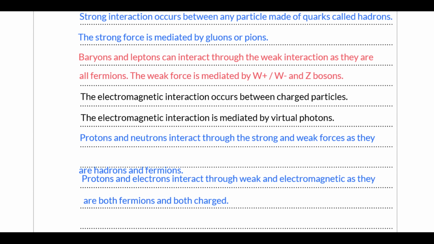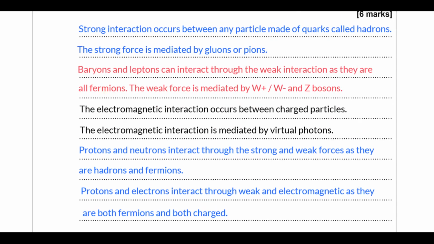So the examples I've gone with, protons and neutrons interact through strong and weak as they are both hadrons and both fermions. Protons and electrons interact through both weak and electromagnetic as they're both fermions and are both charged. So those would be your examples to use there. Okay, so that finishes off that one.